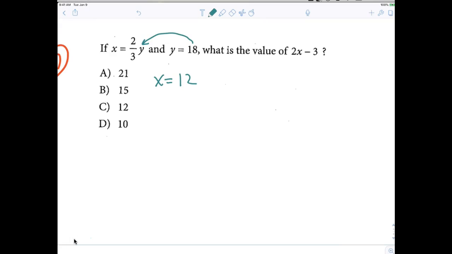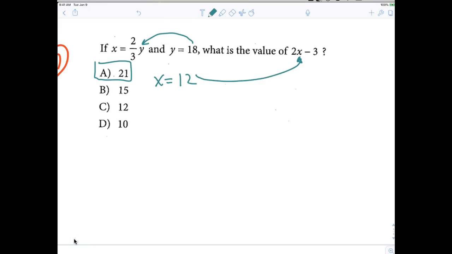So right now I have x equals 12. So if x equals 12, now I'm just plugging 12 in here. 24 minus 3. Correct answer is 21, A. Any issues with that? I thought that was kind of easy.